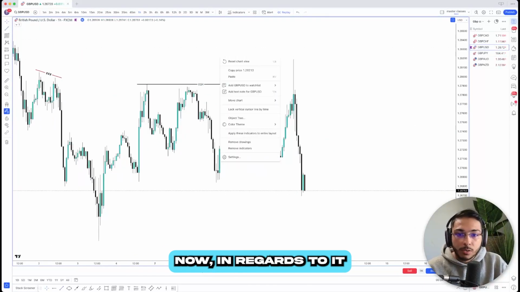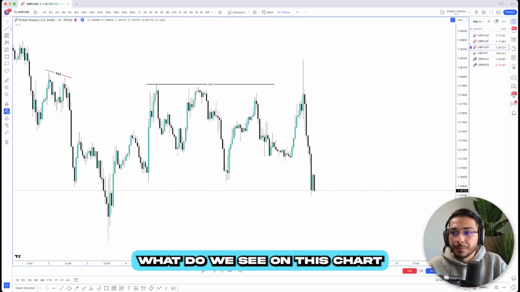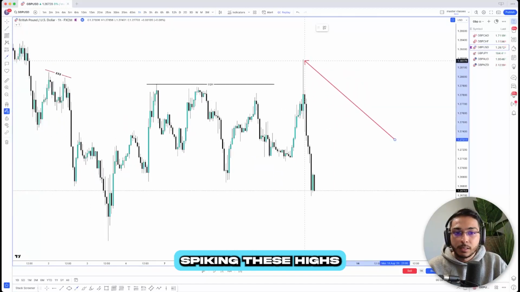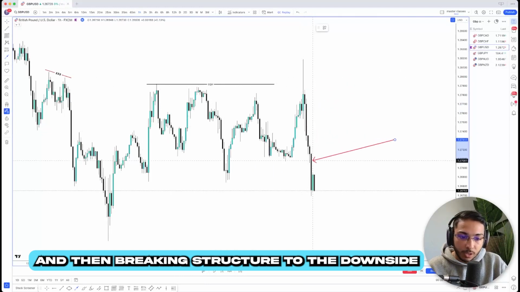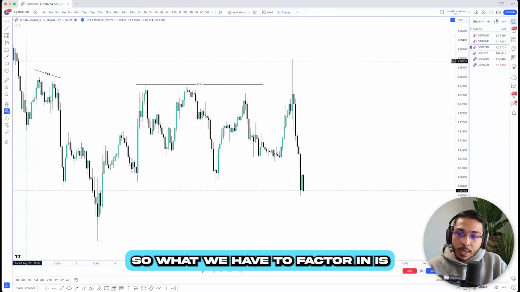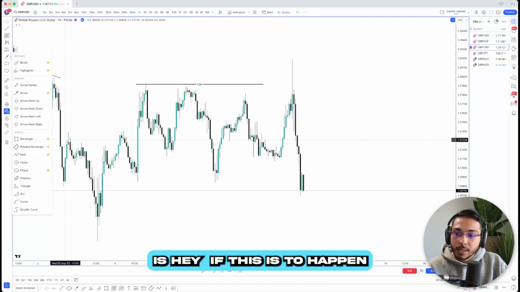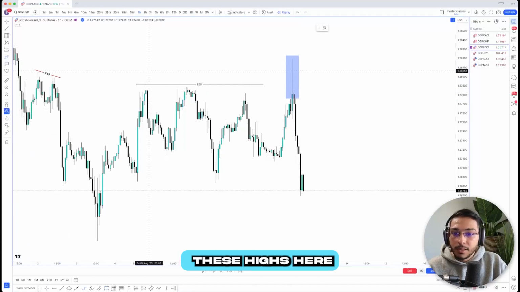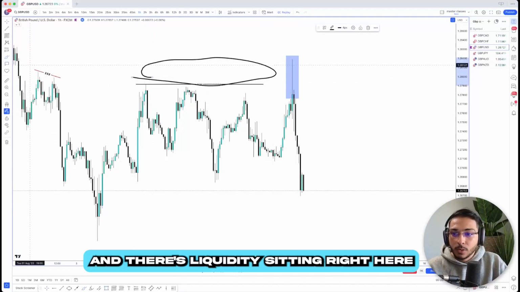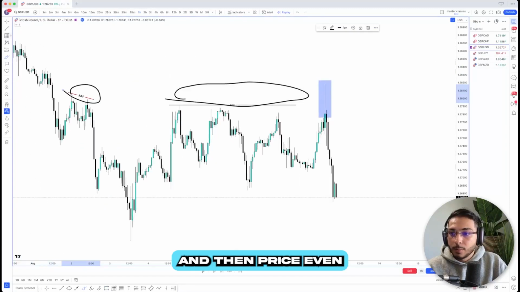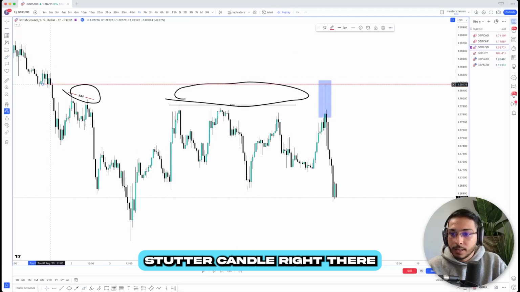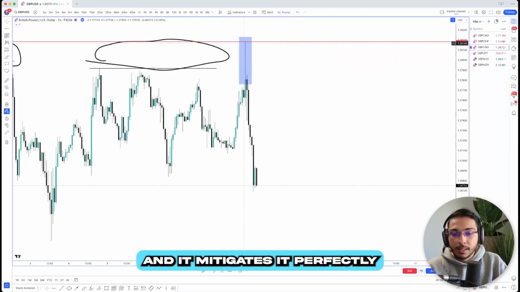Now, in regards to it, what do we see on this chart? We see price spiking these highs and then breaking structure to the downside. So what we have to factor in is, if this is to happen, what's happening here is a liquidity grab. There's liquidity sitting up above these highs here, and there's liquidity sitting right here. And then price even comes back up to a previous stutter candle right there, and it hits it and mitigates it perfectly.